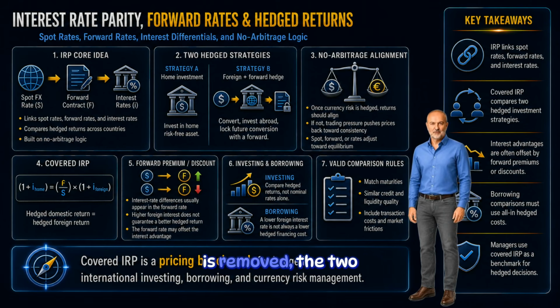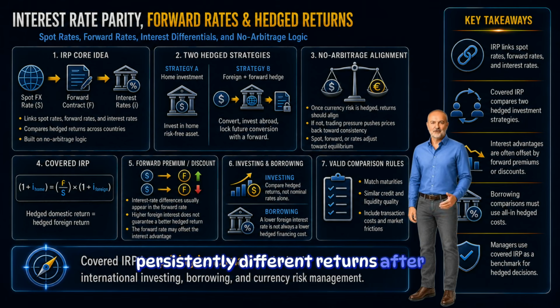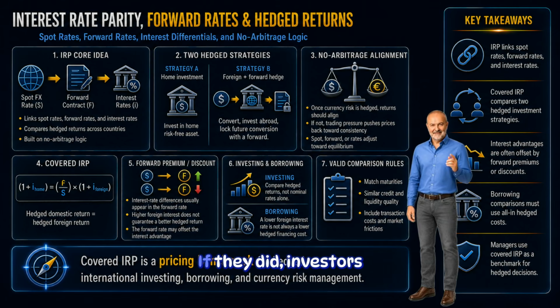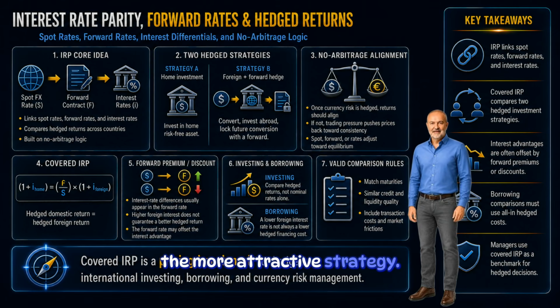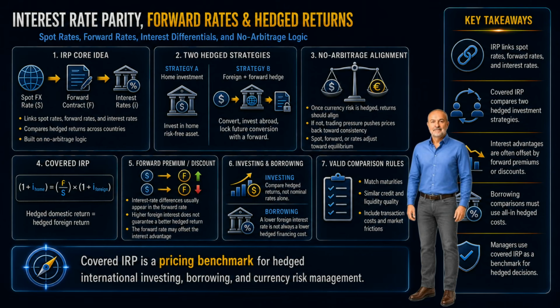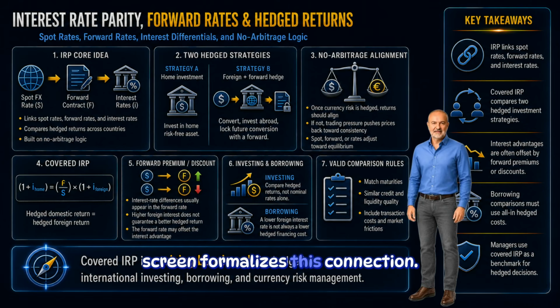Once the currency risk is removed, the two strategies should not offer persistently different returns after comparable costs. If they did, investors could shift funds toward the more attractive strategy. Their trading would then push spot prices, forward prices, or interest rates back toward alignment. The covered interest parity relationship shown on the screen formalizes this connection.